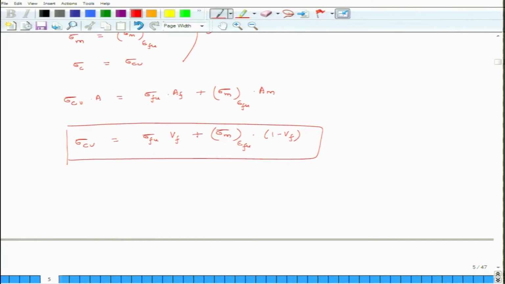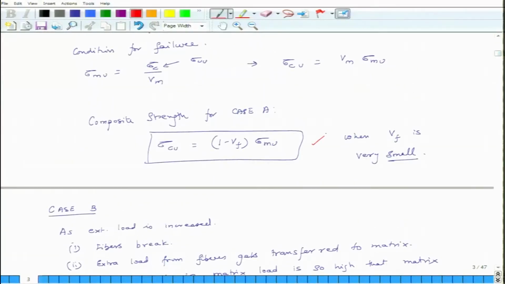So, this is the strength of the composite for case B. And when is this case happening? When fibers are in reasonable amount. So, when fibers are in reasonable amount, this is my strength of the material. When fibers are extremely small in amount, so that when they crack, the stress transferred to the matrix is not large enough to cause it to break, then the strength of the composite is given by this relation.